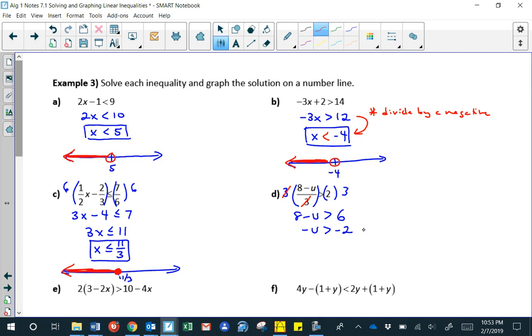And then I'll write myself a note again because I'm just about to divide by a negative. We divide both sides by negative 1. We get u is less than positive 2. Again, the sense of the inequality changed because we divided by a negative. And so that graph is the number 2 with an open circle. And since the inequality is less than, we'll graph to the left of 2.